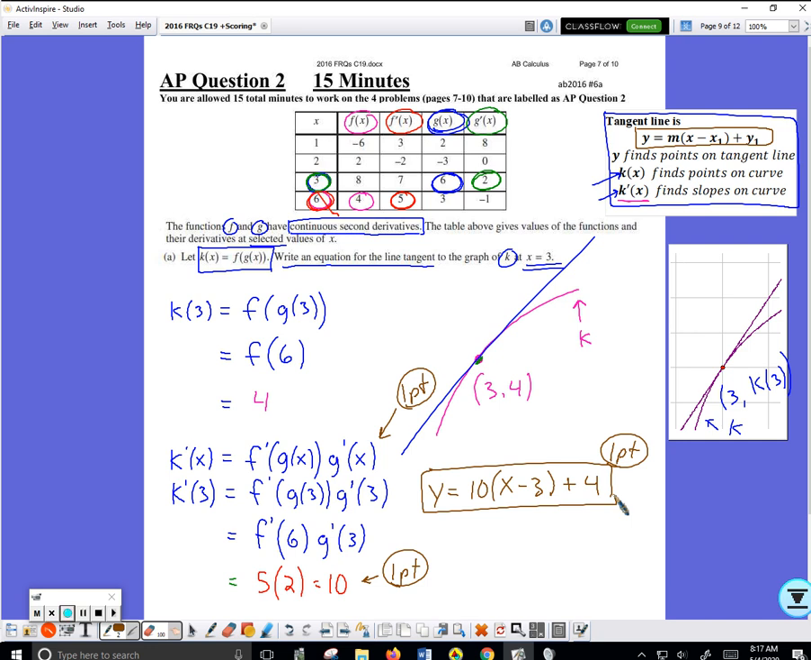Go back and read the question just to make sure I didn't forget something. So here's the formula for k. Write an equation for the line tangent to k at x equals 3. Yep, that's it. We're good. Okay.